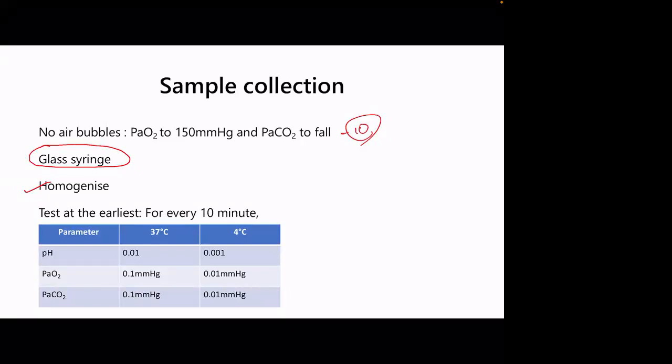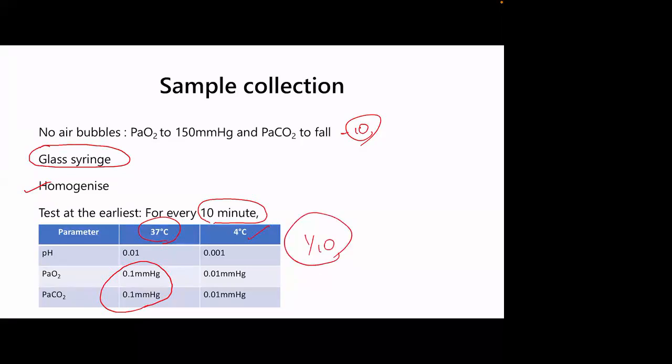And we have to test at the earliest, because for every 10 minutes, if the sample is kept at 37 degrees Celsius, the pH will change by 0.01 and PaO2 will change by 0.1 millimeter of mercury, and PaCO2 will also change by the same amount. But if it is kept at 4 degrees Celsius, the change will be 1/10 of it. So we have to keep the sample in an ice pack if it is not loaded to the machine at the earliest.